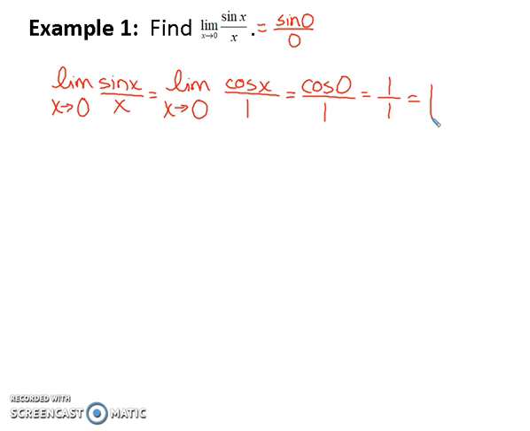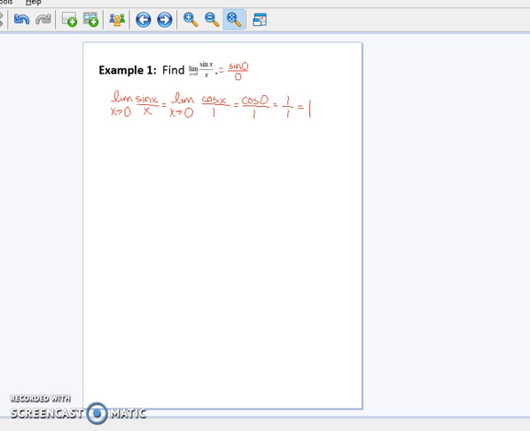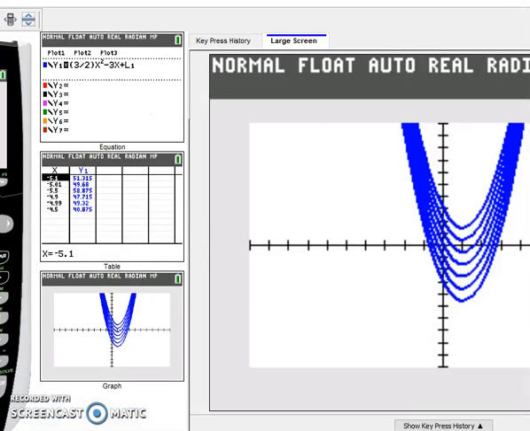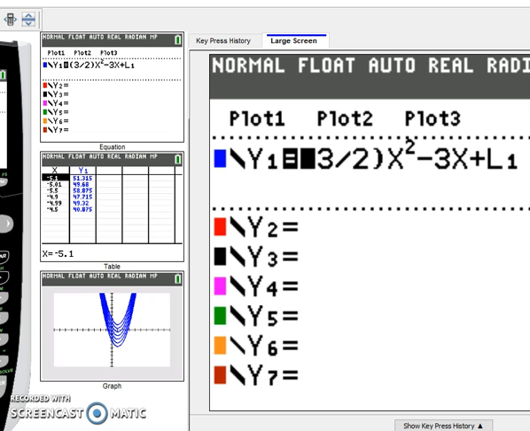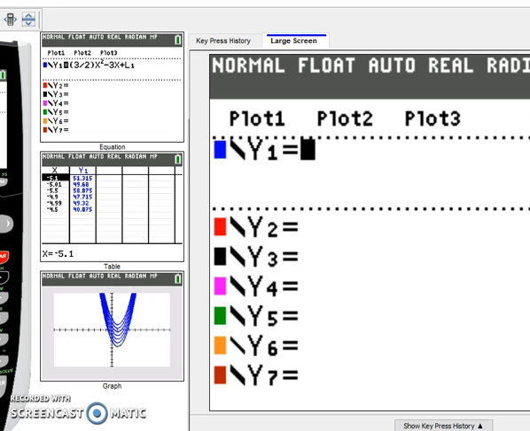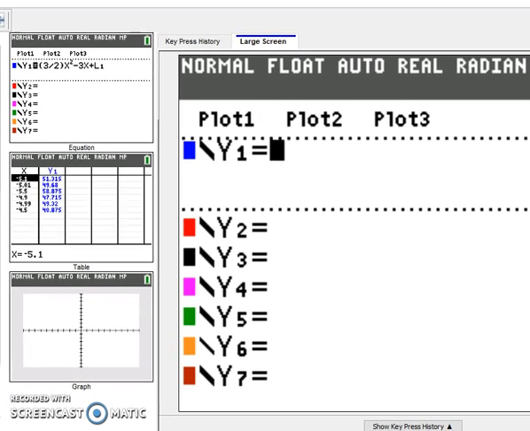So let me show you here. Let me pull up my calculator. And if I was to actually go graph, let me see if I can minimize. Move it over.